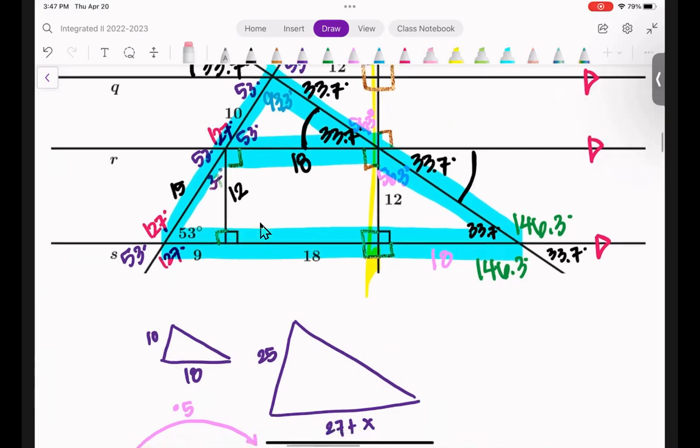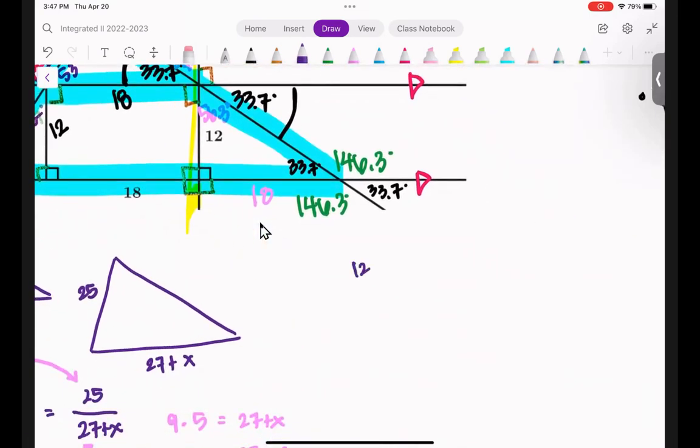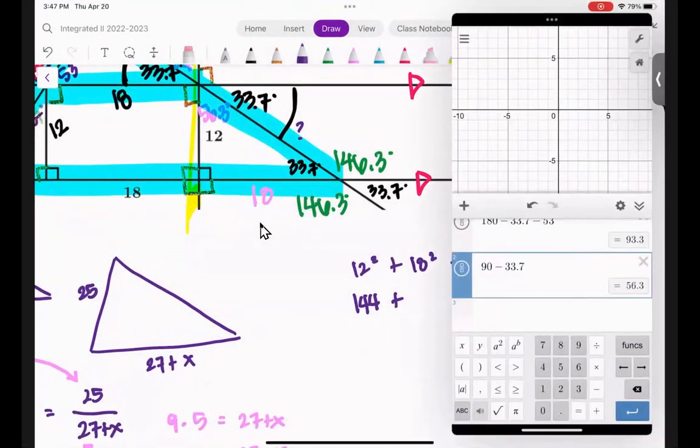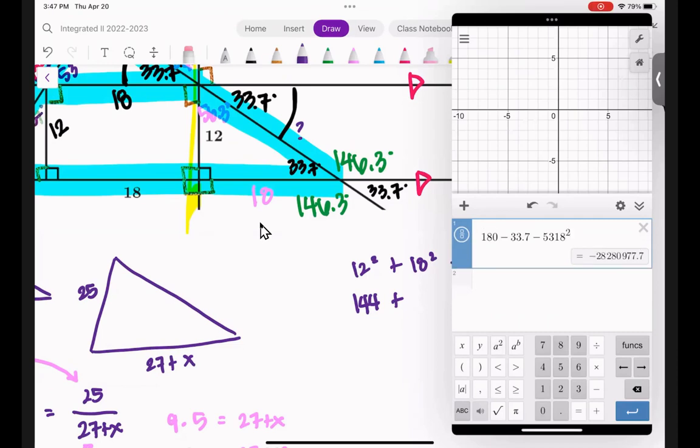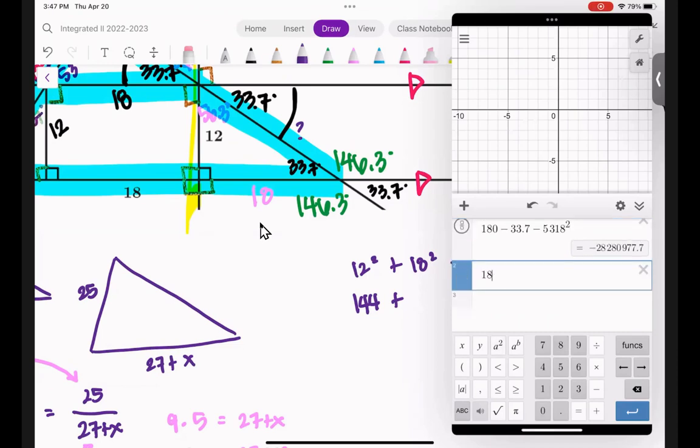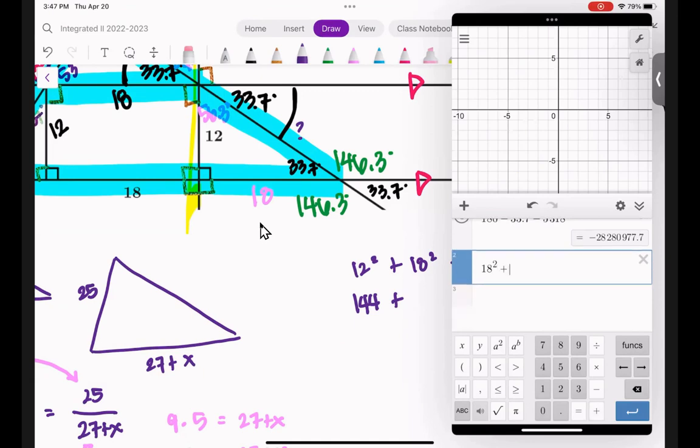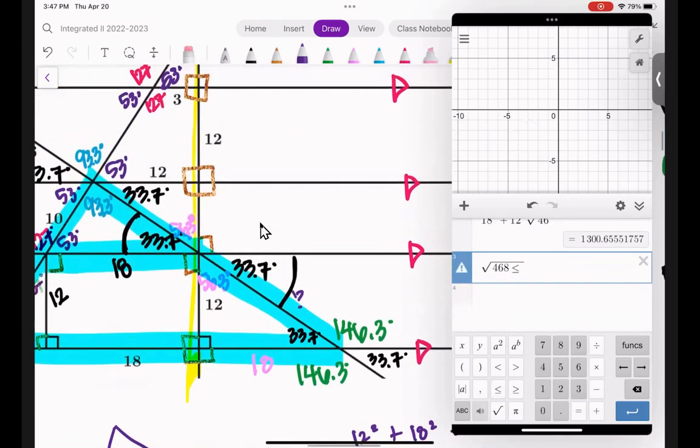So now I have to use the Pythagorean theorem. I got 12 squared plus 18 squared equals, I don't know, squared. So I get 144 plus, I don't know what 18 squared is. Hold on. Oops. So 18 squared plus 12 squared is 468. And if we square rooted, square root of 468, oh, it's not a nice number. So we'll just leave that as square root of 468.